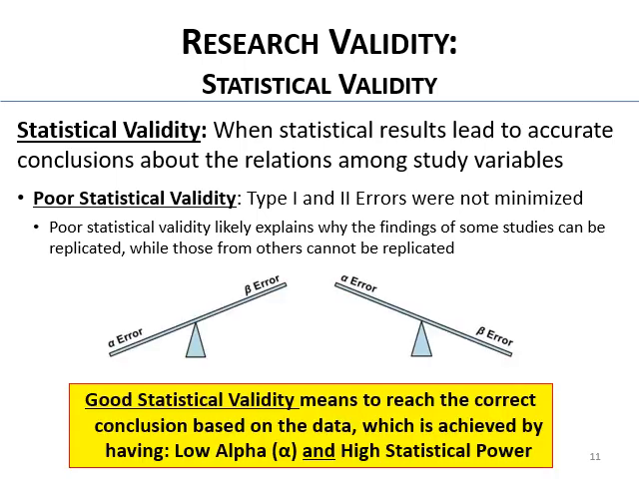So good statistical validity means you need to reach the correct conclusion based on the data. That's achieved by having low alpha and high statistical power. That's why this topic is thrown in with statistical power this week. And it's a balance, right, between alpha and beta error.